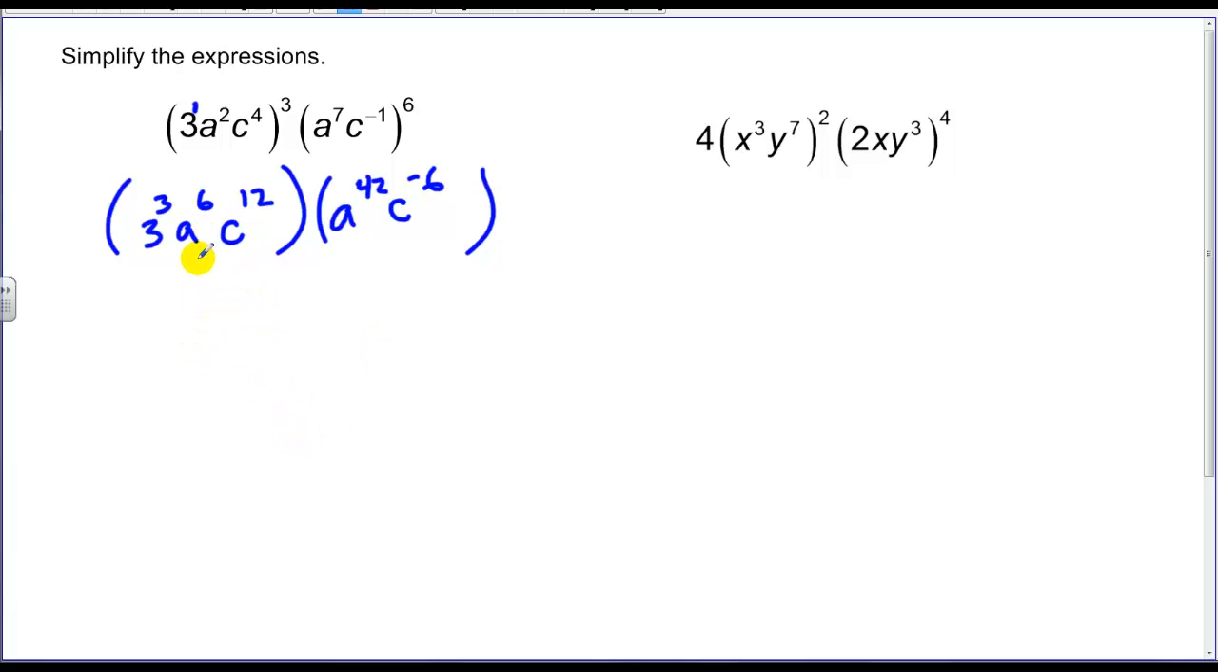I have to take and multiply these two terms together, which has a different rule. First of all, 3 to the 3rd is 27. And then I have common bases of a. So since I'm multiplying now, I keep the base the same and add the powers.